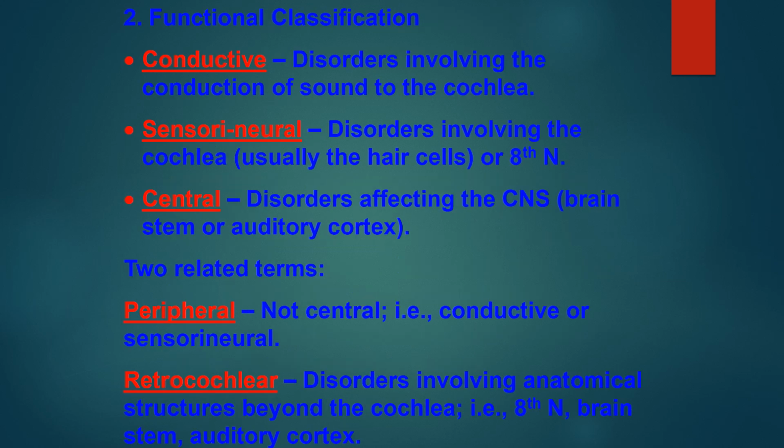Functional classification could be conductive disorders, involving the conduction of the sound to the cochlea; sensory-neural disorders, involving the cochlea, usually the hair cells, or the eighth nerve; central disorders, affecting the CNS, brain stem or auditory cortex. Peripheral, not central, is conductive or sensory-neural. Retrocochlear is a disorder involving the anatomical structures beyond the cochlea, that is, the eighth nerve, brain stem, auditory cortex.